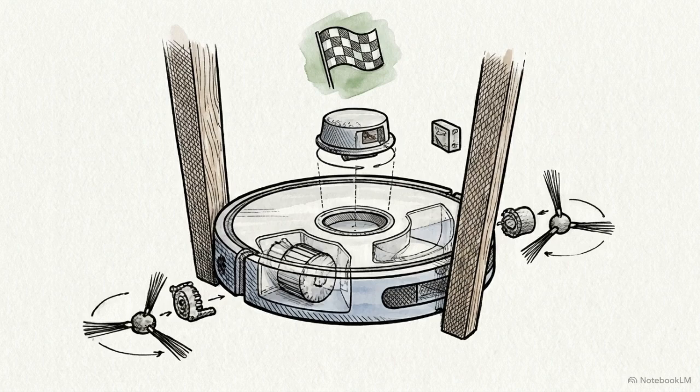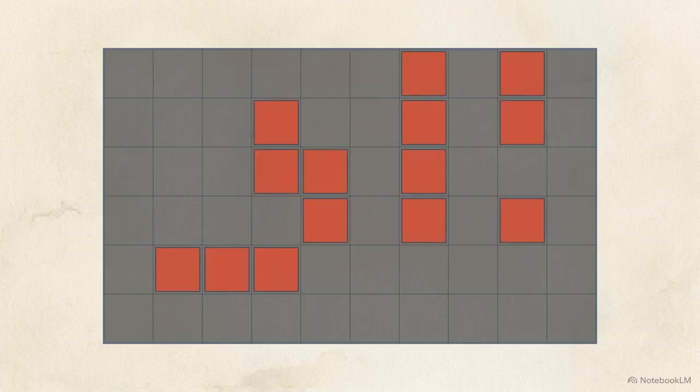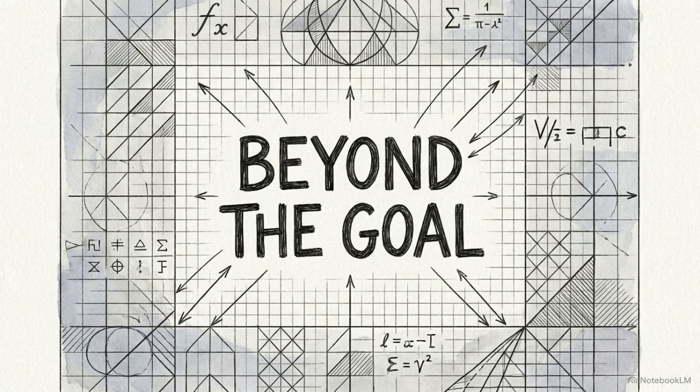To fix this, engineers upgrade the system into a goal-based agent. Now, the machine understands a desired end state, like recognizing when the entire floor is clean, and selects actions specifically to reach that finish line. But completing a goal isn't always enough. We care about efficiency. The next step up is the utility-based agent.